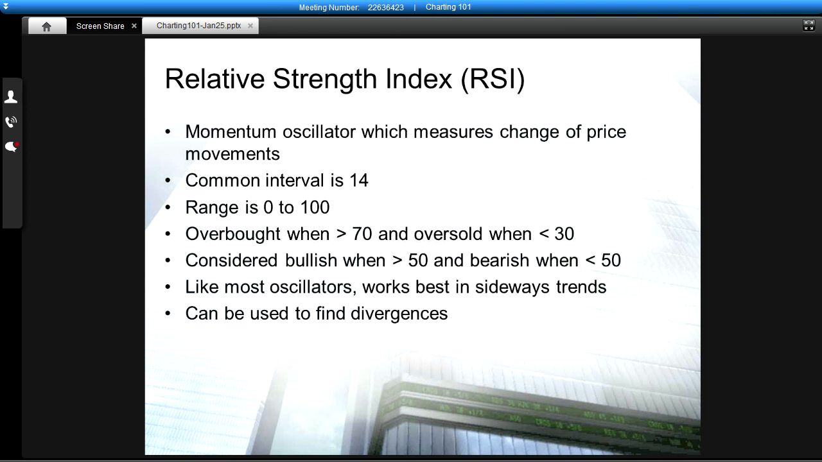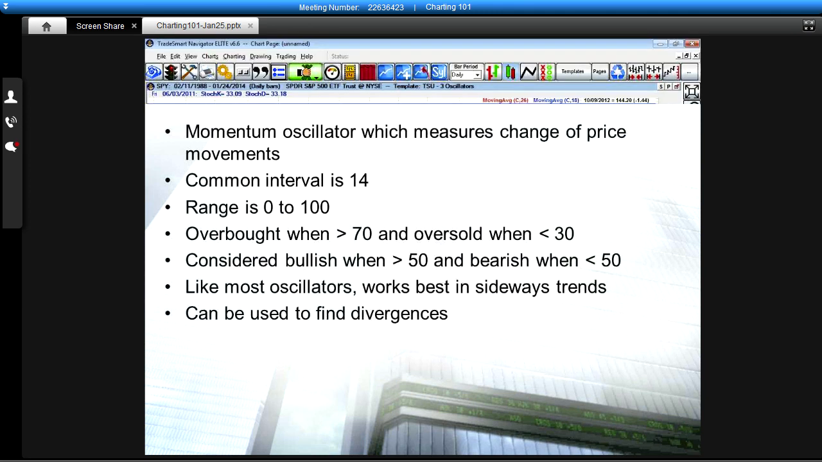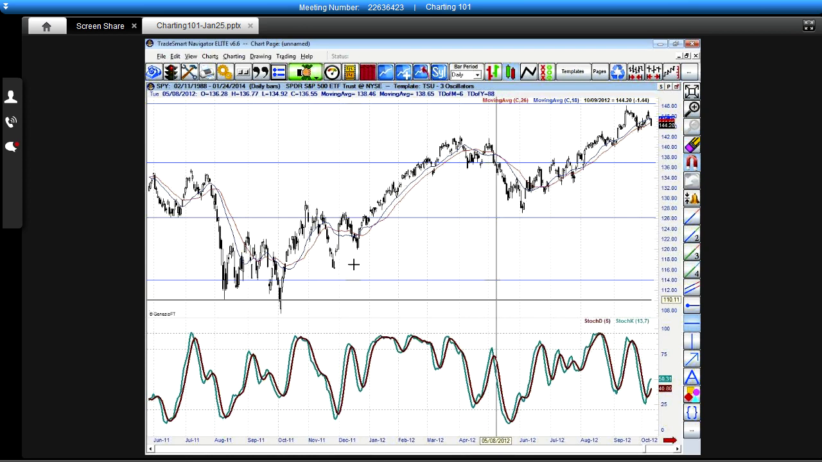So it stays in a bullish area, and then once it starts to break down, you'll see it start to break down below that 50, and that might be a signal that, hey, this trend may be starting to break down. But like most oscillators, it works best in a sideways trend, and it too can also be used to find divergences. So we'll just go back to here.